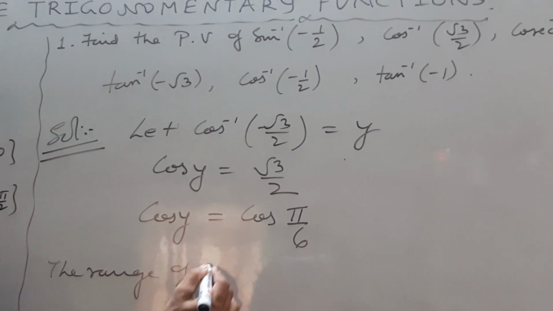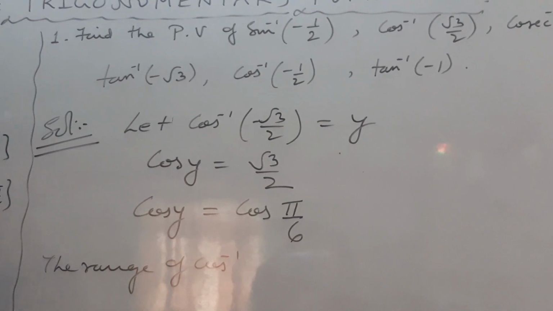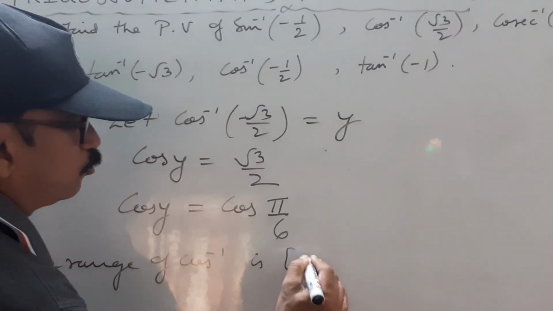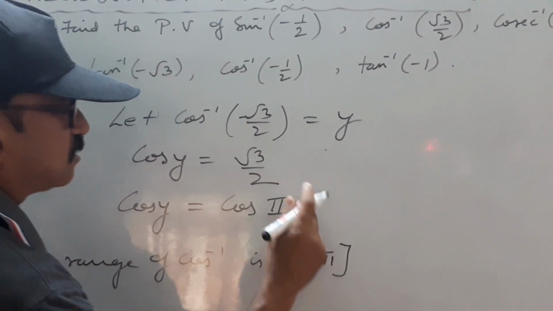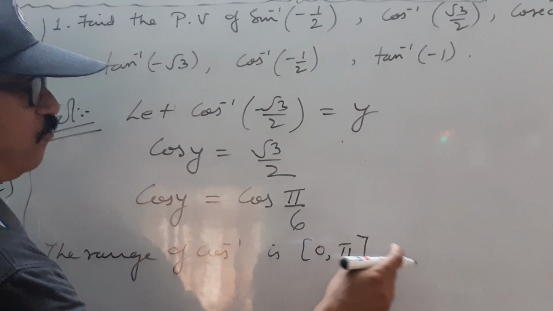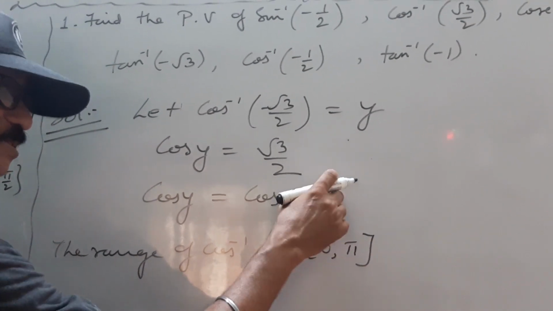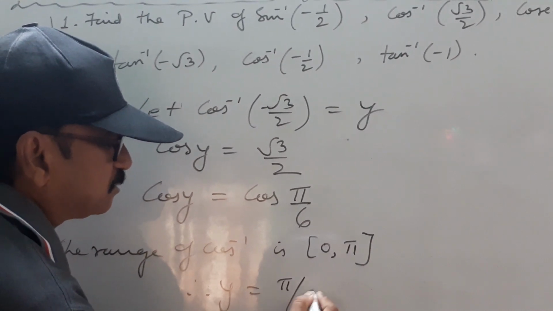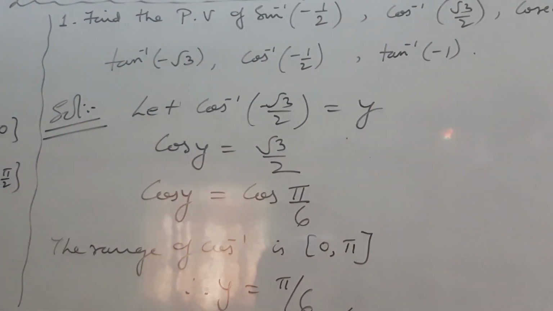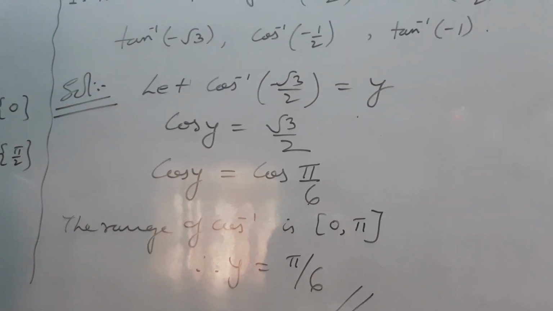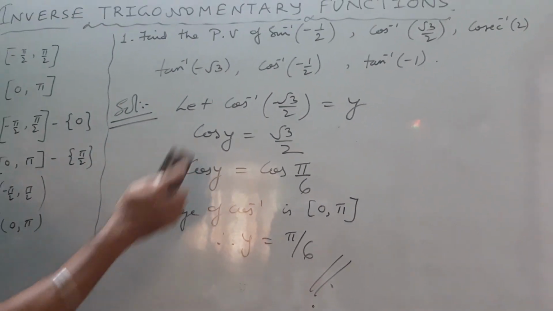Now the range of our cos inverse function for the principal value branch is 0 to pi. Pi by 6 means 30 degrees, and 0 to pi means 0 to 180 degrees. So 30 degrees comes in this range, therefore y equals pi by 6, that is the principal value of our second question, cos inverse root 3 by 2. Now let's move to the third question.